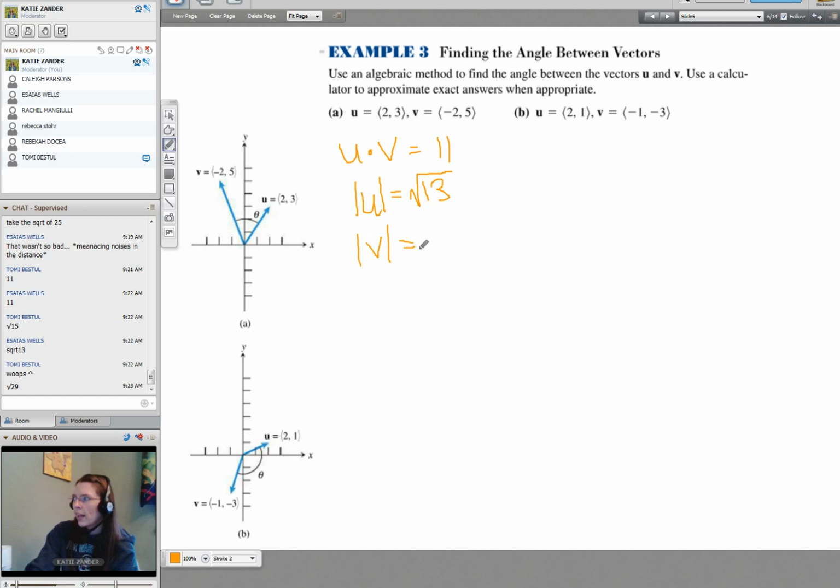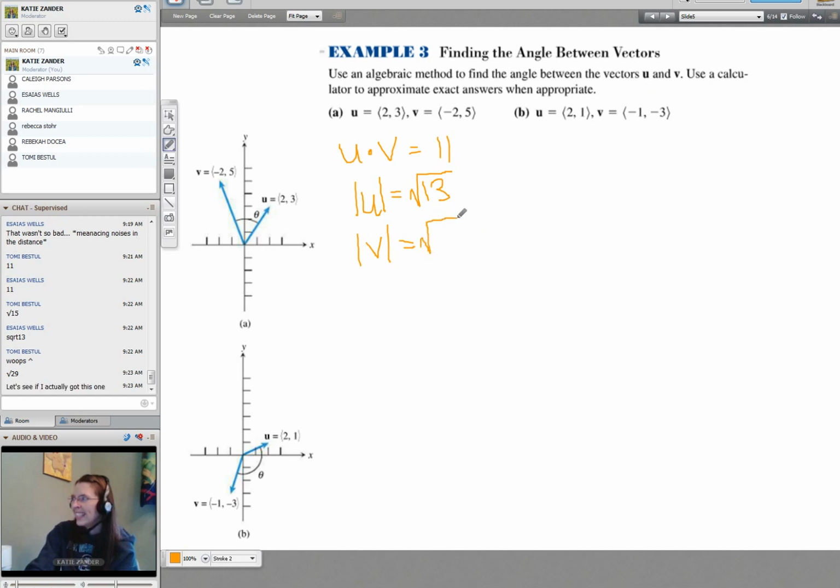Square root of 29. Anybody want to second Tommy's result? Give her a little bit more confidence booster here this morning. Anybody else get square root of 29 for the magnitude of vector v? Yay! Woohoo! All right, well, let's see. Isaiah said square root of 21.